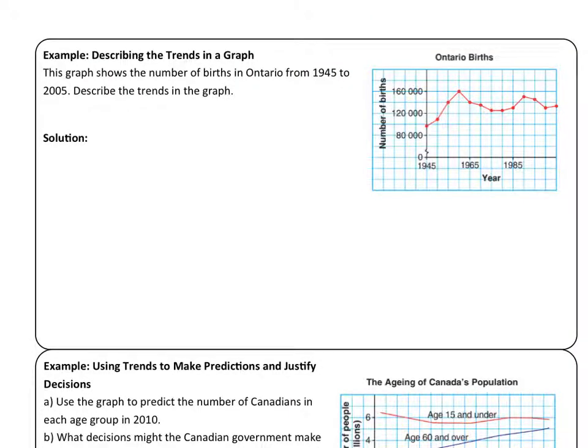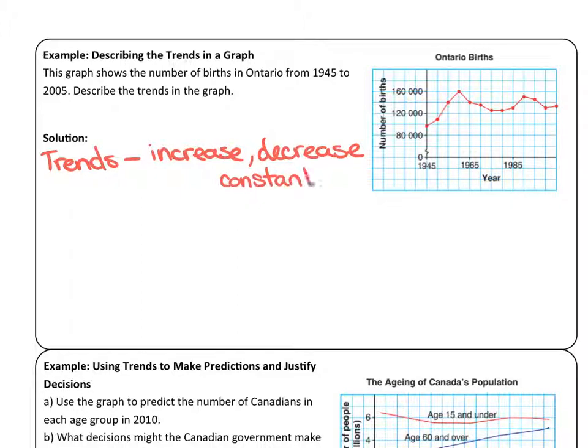Okay, so here's an example where we need to describe the trends in a graph. This graph shows the number of births in Ontario from 1945 to 2005. We're going to describe the trends in the graph. So when they talk about describing trends, they're going to use these words: increasing, decreasing, and constant. So increasing is when the graph is going up, decreasing when it is going down, and constant when it doesn't seem to have any change at all. That would be considered a constant.